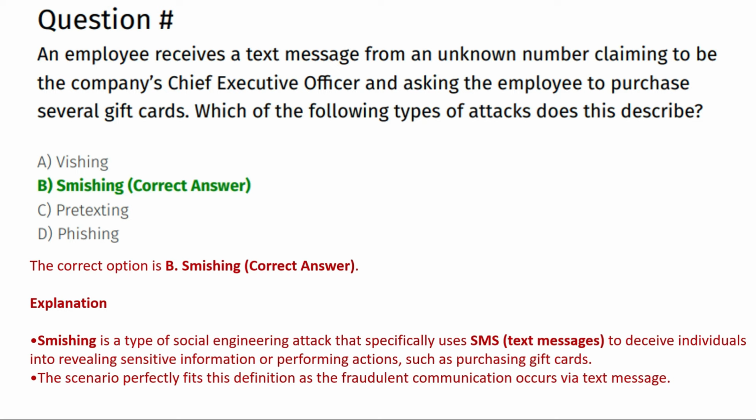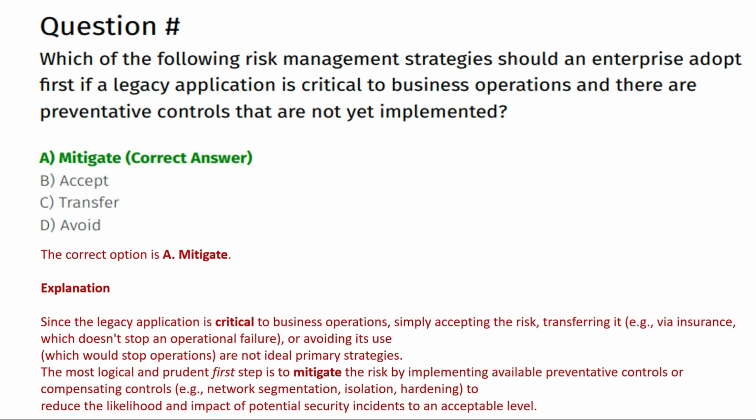So smishing is a type of social engineering attack that specifically uses SMS text messages to deceive individuals into revealing sensitive information or performing actions such as purchasing gift cards. The scenario perfectly fits this definition as a fraudulent communication occurs via text message. So that's why the correct answer for this question is option B, smishing. So let's move to the next question.